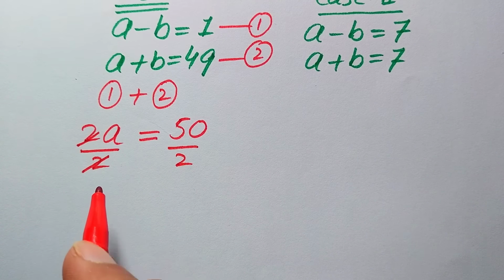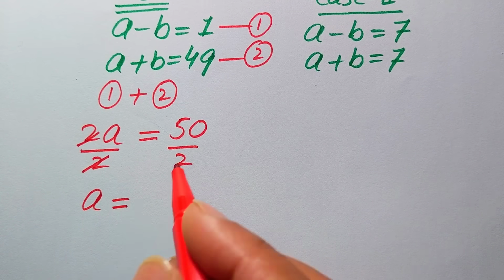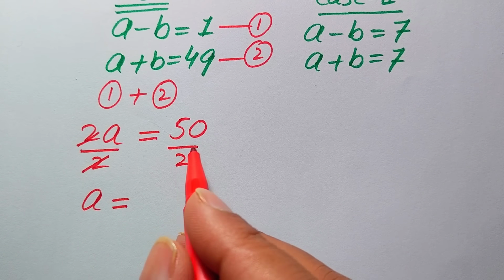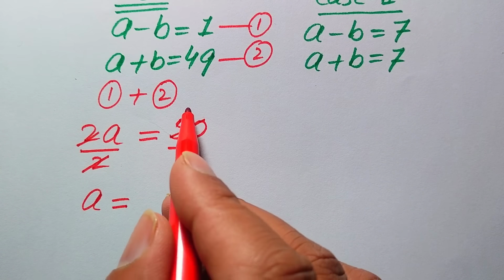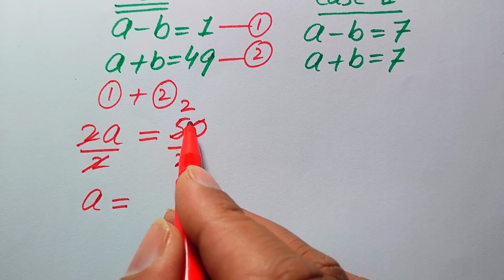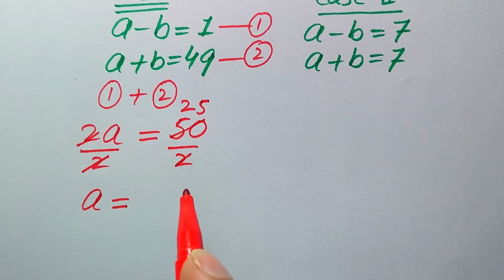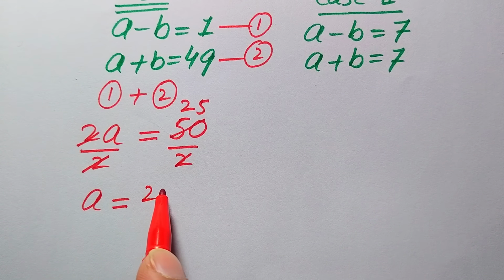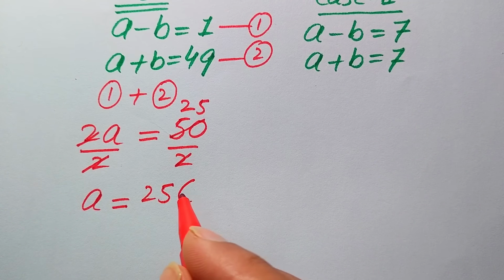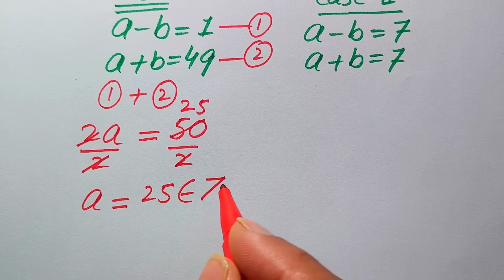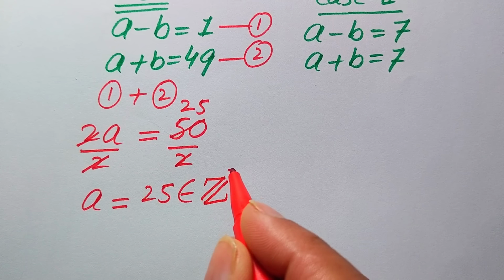So this 2 and this 2 are gone, and we get a is equal to 50 divided by 2. Here we cancel these two terms, and we get 2 times 2 becomes 4, and we carry 1 and we get 2 fives are 10. So here we easily get the value of a equal to 25, and you clearly see here 25 belongs to the positive integers.